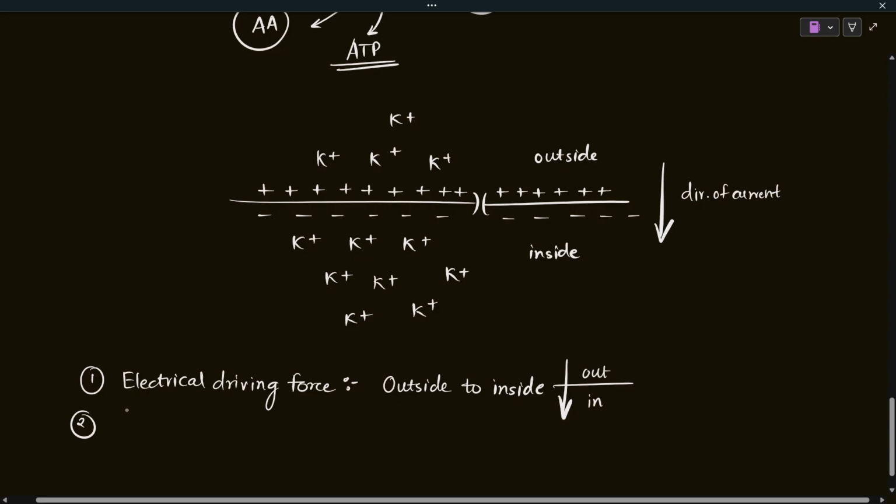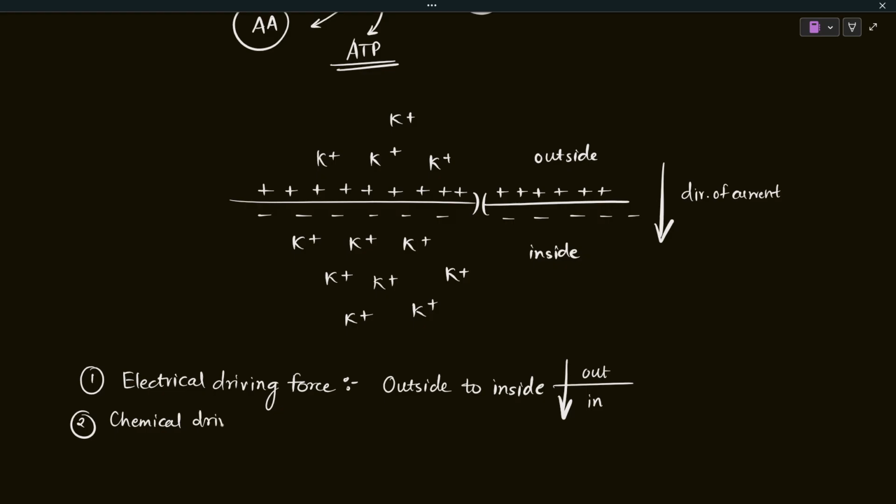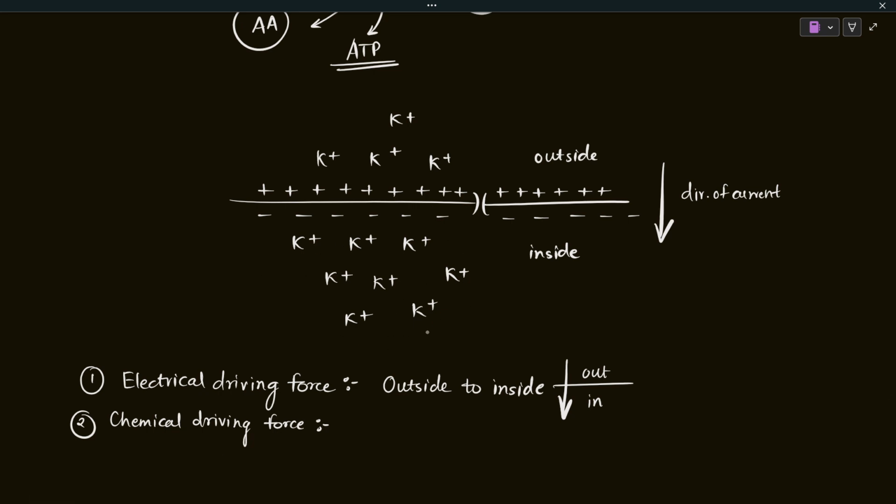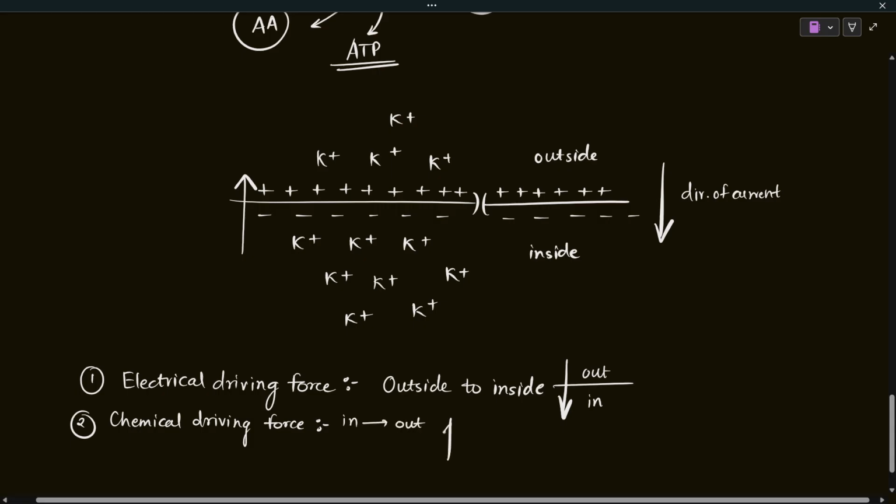But if you take a look at the concentration gradient, the chemical driving force, it is clear that the concentration of potassium ions is higher on the cytosolic side compared to the outside. So the potassium ions should move from inside to outside. So this should be the direction of the flow.